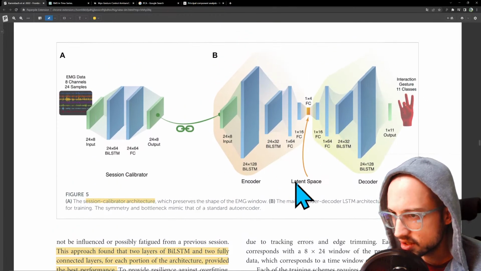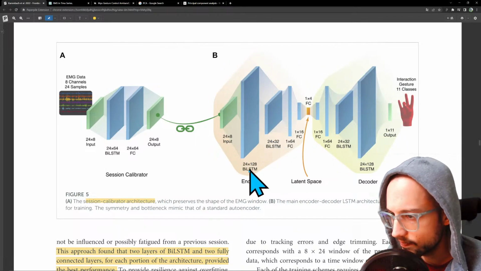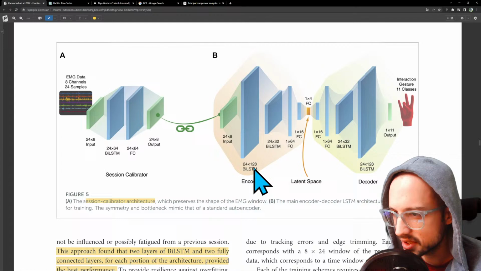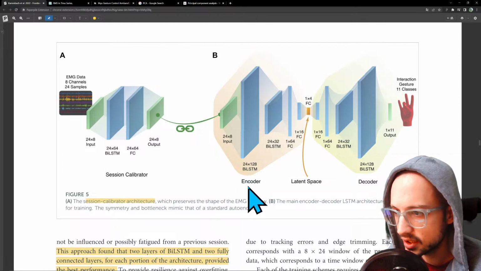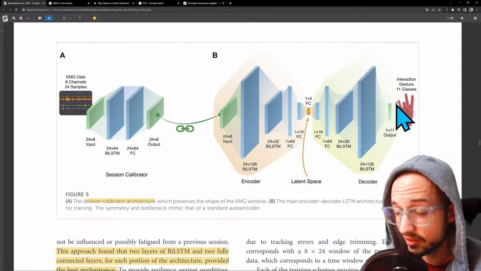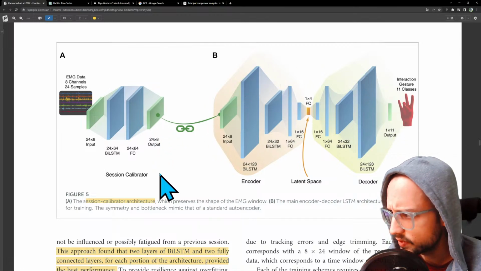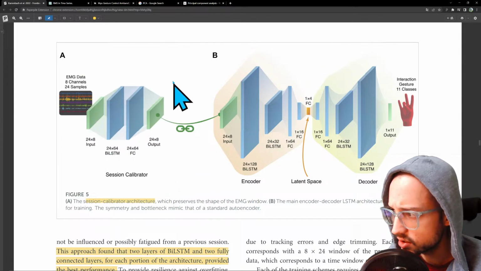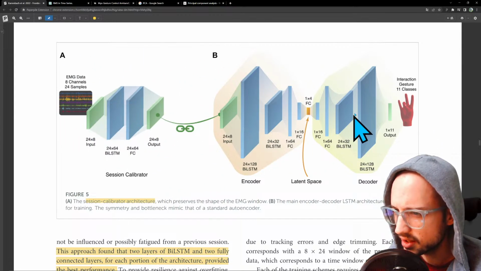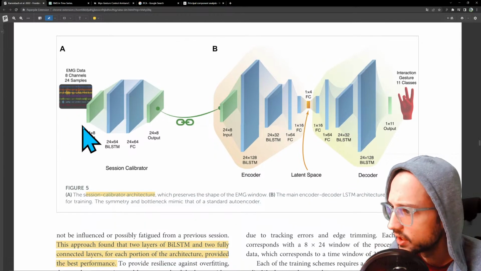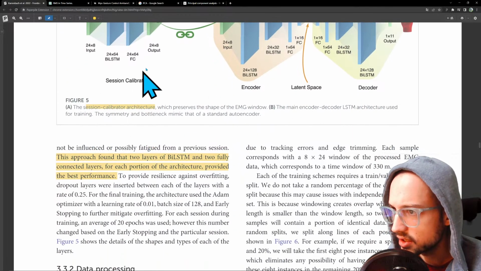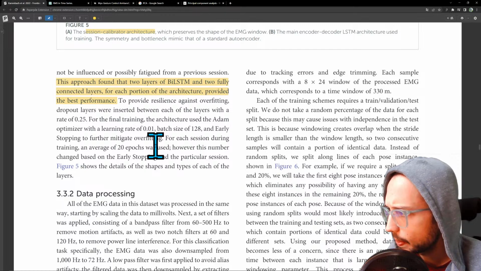So yeah, I mean, this is not super well designed, to be honest. Again, the bi-LSTM is a little bit ancient at this point. Using an encoder decoder but not having a reconstruction loss is also a little bit sus. And I don't know exactly what this session calibrator stuff is, why is it separate from this stuff? I don't know. Seems a little bit sloppy.